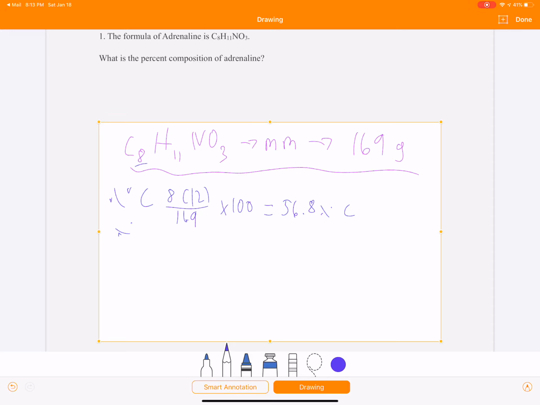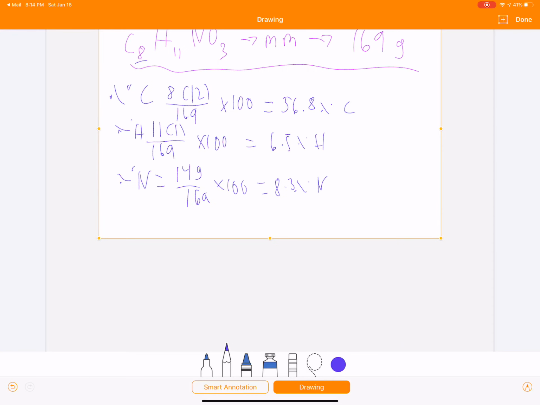Same for the rest of the elements. For hydrogen, 11 times 1, because each one weighs 1 gram, over 169 times 100, and you get 6.5% hydrogen. Not that much. Moving along, for nitrogen you only have 1, and each one weighs 14 grams, so it's just 14 over the mass 169, times 100, and you get 8.3% nitrogen. And then finally, we have oxygen. We have 3 oxygen, each weighing 16 grams, over the total mass times 100, and you get 28.4%.